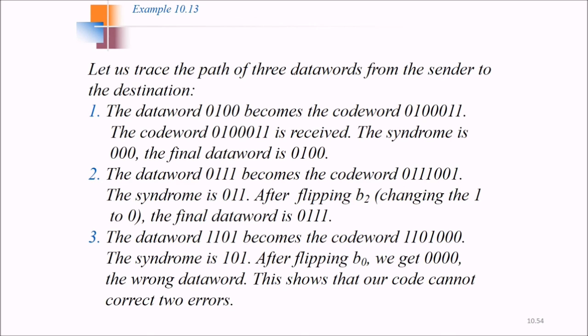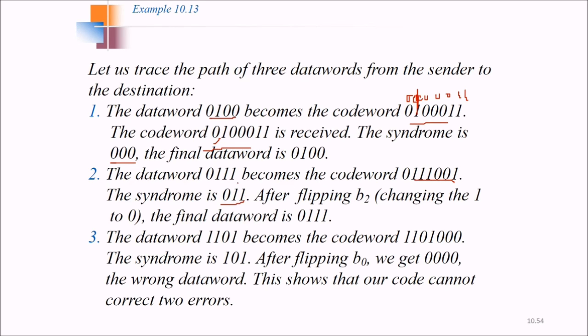Now let us trace the path of 3 data words from the sender to the destination. The data word 0100 becomes the code word as we have seen in the table. The code word, say this, is received. The syndrome is 000. So the final data word is what it will be. Say 010011. In this case, because the code word is 010011 and we have received 010011, that is, 1 has changed. The syndrome is 0. So the data word, say 0111, becomes this one from the table.